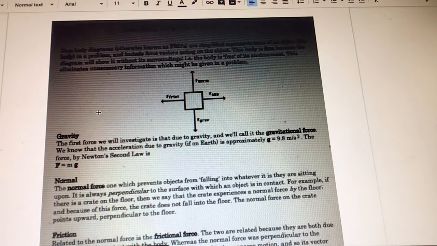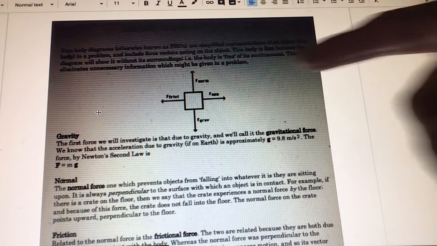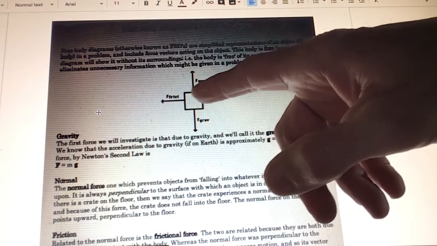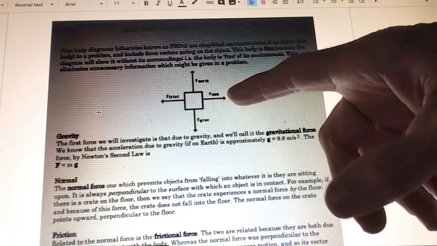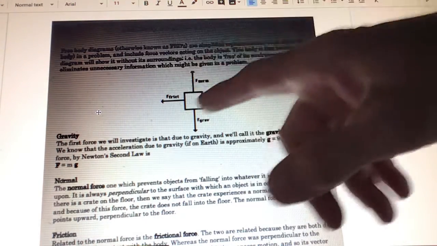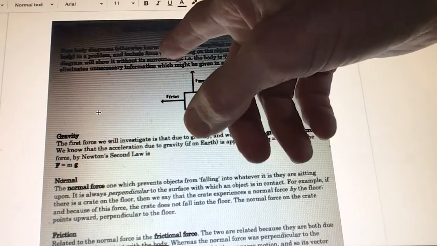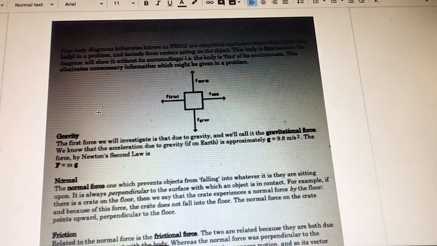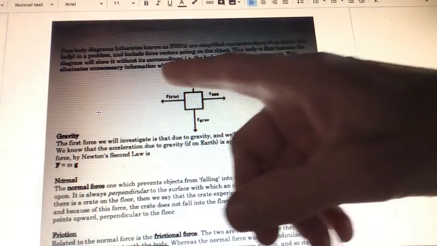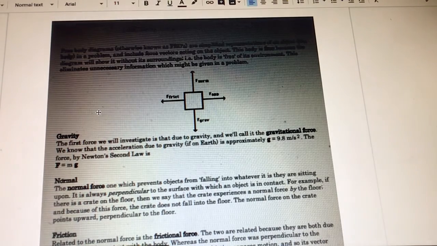Okay, free body diagrams, otherwise known as FBDs, not SBDs, but FBDs, are simplified representations of an object. The body, this would be the car, the book on the table, the bird falling, the skydiver, the basketball, whatever it is, is represented by a square, sometimes a dot, but usually a square. It includes the force vectors, those arrows acting on an object. This body is free because the diagram will show it without its surroundings. It's not cluttered, the object is just represented by the box. This eliminates unnecessary information which might be given in a problem.